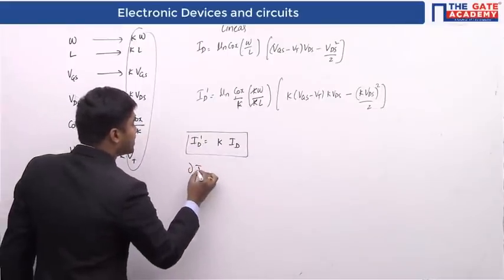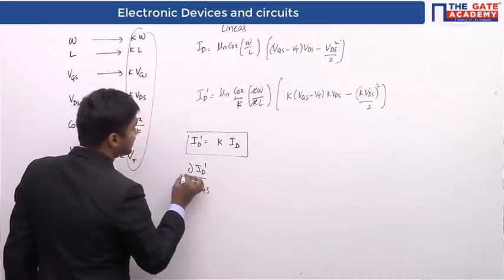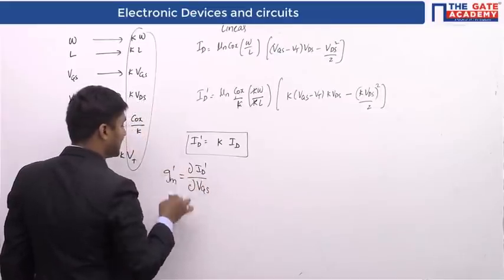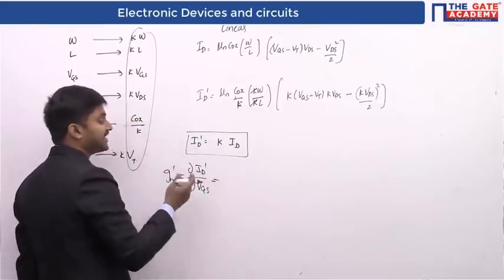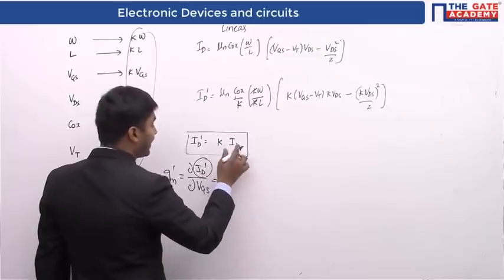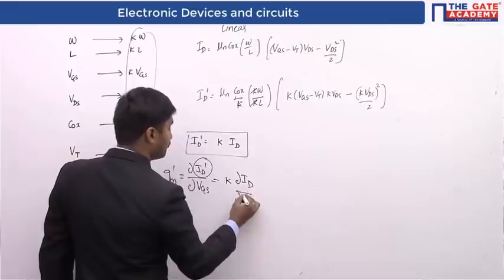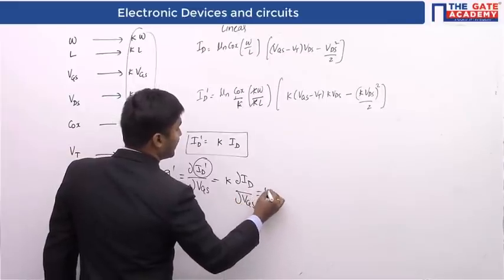Dou ID dash divided by dou VGS is the transconductance dash, after scaling. So it is going to be what? Dou ID dash is nothing but K multiplied by ID. So it is K times that of dou ID by dou VGS, which is going to be K times that of gm.